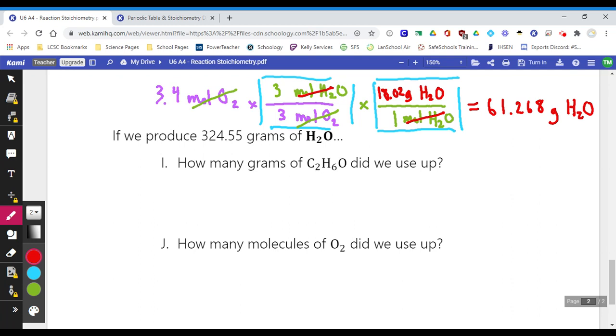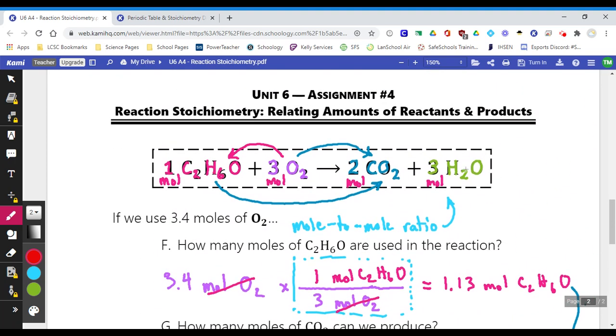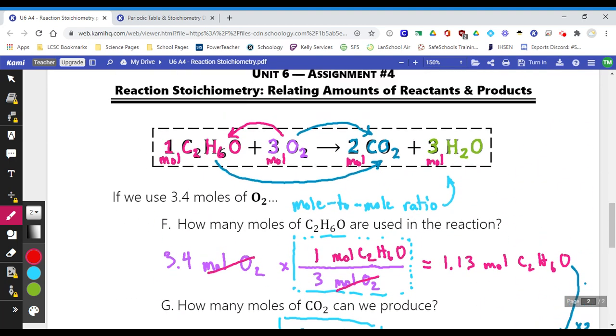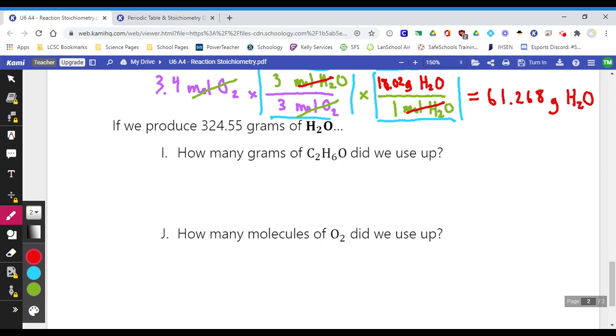Now, should I be scared about the wording of this, the producing and used up? No, we're still just using stoichiometry to go from one chemical to another. This is just in the context of the reaction. H2O is a product. It's on the right side, so it's something that we're making. C2H6O and O2 were our reactants, so we are using them up to change them into the products like H2O and also CO2. But these are all related through the reaction equation, which means we can convert between them using a mole-to-mole ratio. So let's do it.